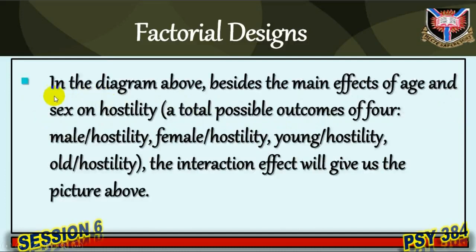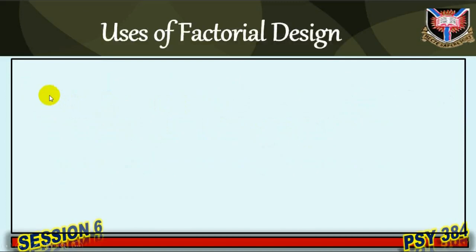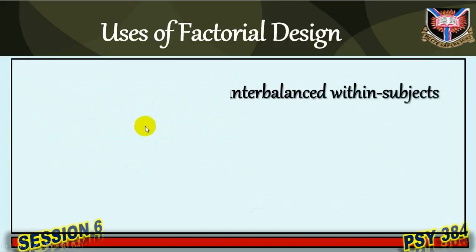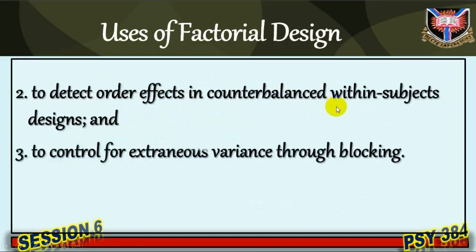Uses of factorial design. 1. Factorial designs can be used to test hypotheses about moderator variables. 2. To detect other effects in counterbalanced within subject designs. And 3. To control for extraneous variance through blocking.